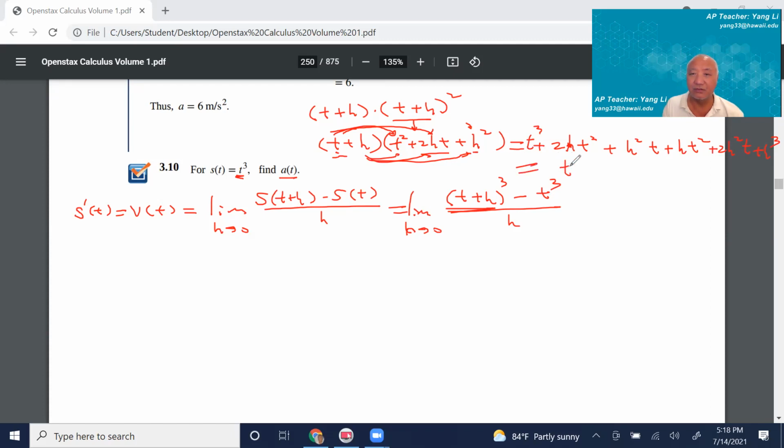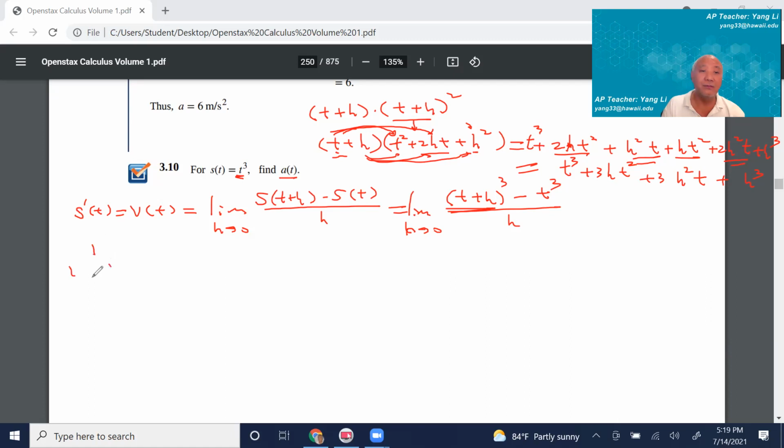Now you can simplify further. This one you're going to have t cubed, and these together you're going to have 3ht squared, right? And then you have these together, you're going to have 3h squared t, and plus h to the third power. Of course, this one you can do the other way by using something like Pascal's triangle.